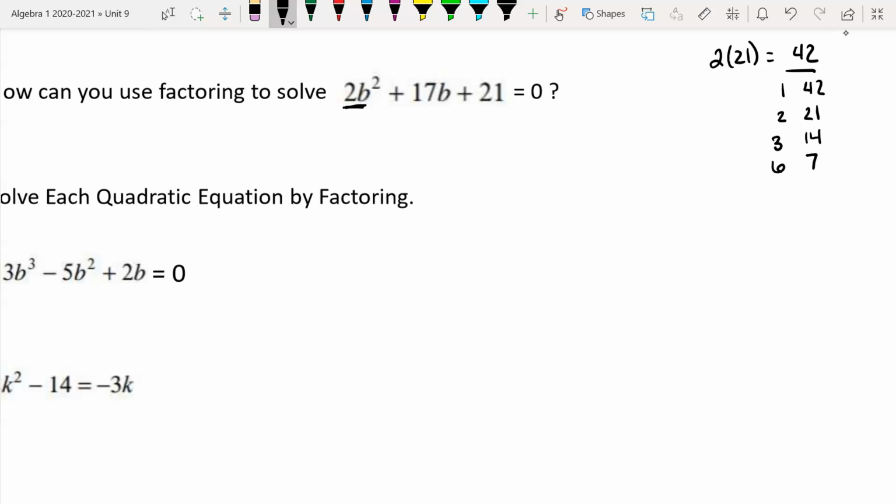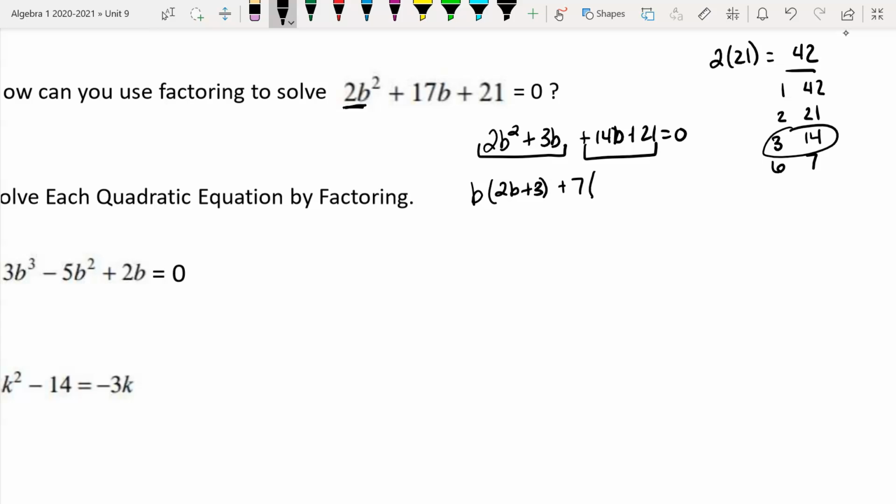So which pair adds up to 17? Well, that's 3 and 14, so now I'm going to rewrite it. So then I group the first two and the second two. The first two only have a b in common. The second two have a 7 in common. So then I'd write my final answer, b plus 7, 2b plus 3.